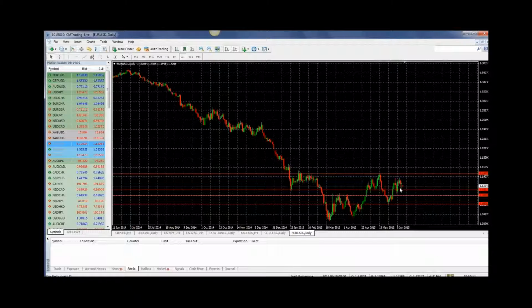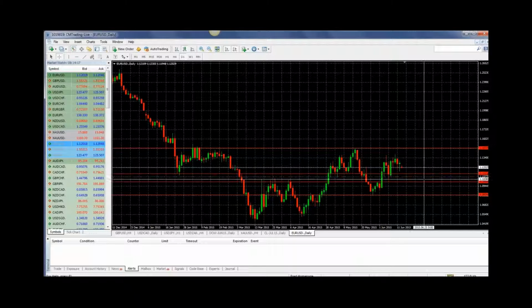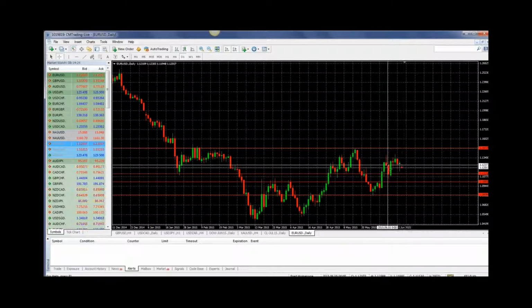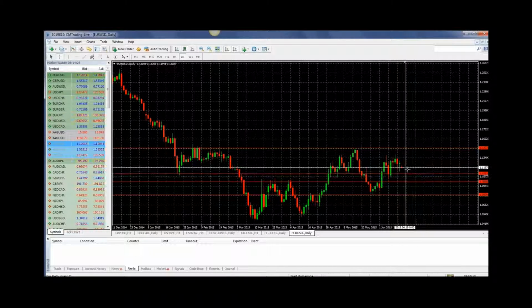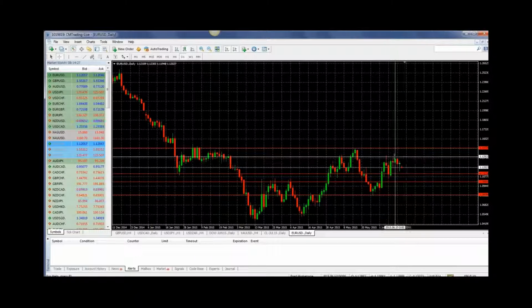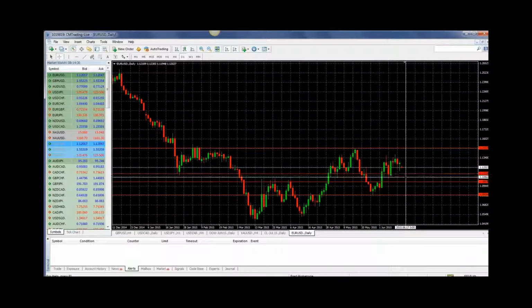So the question is, is this breakdown valid? Are we going to break this level down here? Let's see right here. Are we going to break this level right here where I have, let's make this bigger so you can see. Is it going to break this 1111, or is it going to hold it? That's the question of the day. So let's see how Draghi speaks about this today. I really have this in front of me today to see what's going on with Draghi speaking.